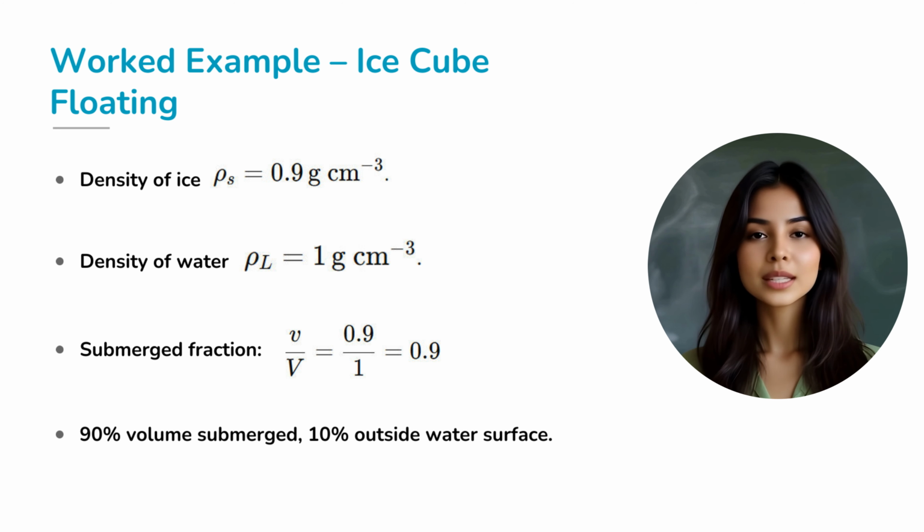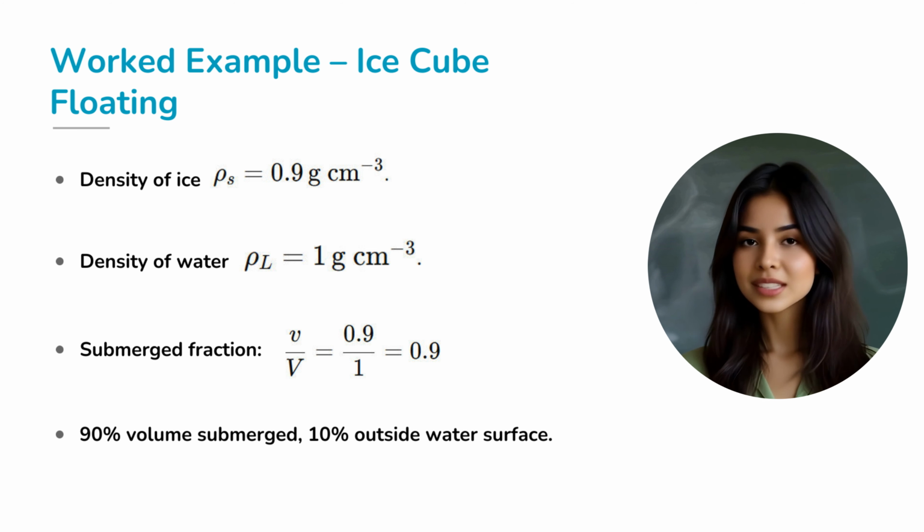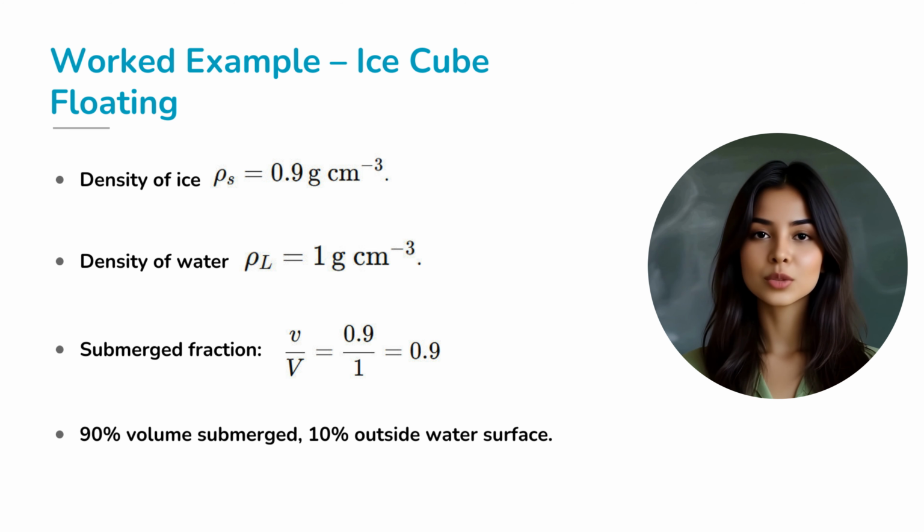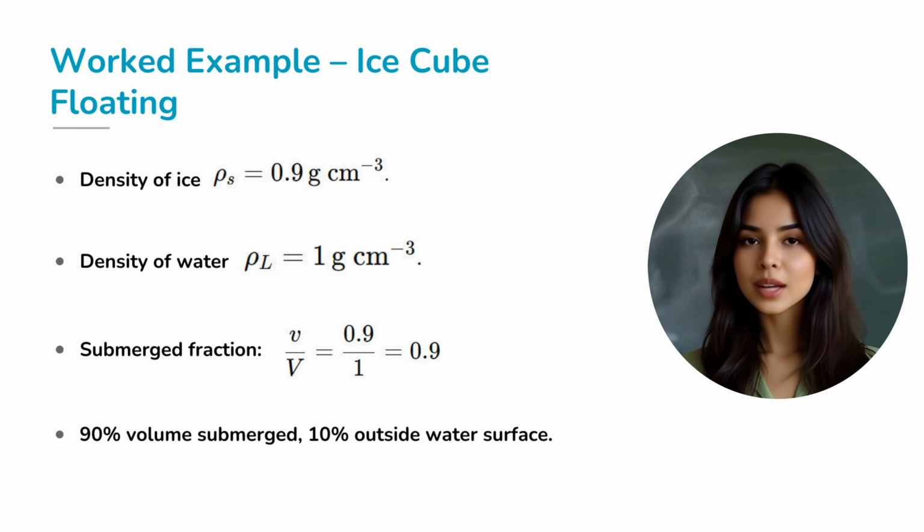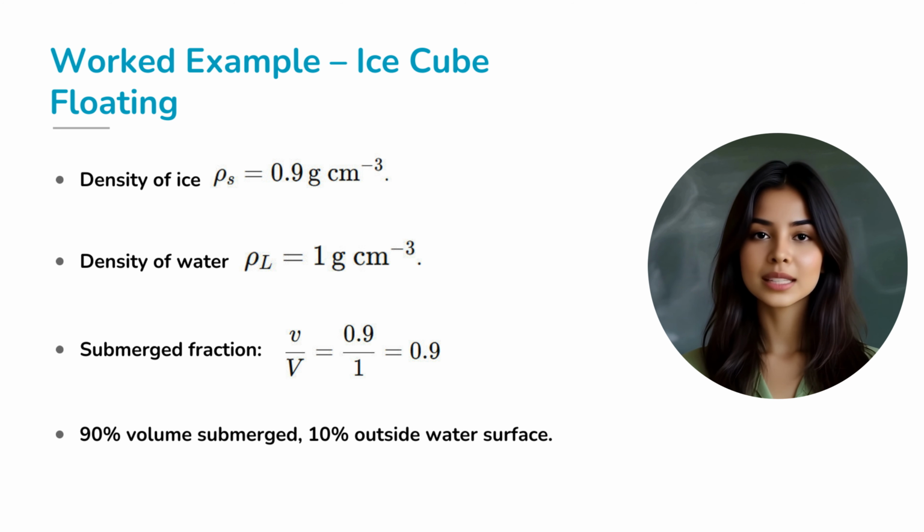Another example is a cube of ice with density 0.9 grams per cubic centimeter. Since water has density 1 gram per cubic centimeter, the ratio V'/V equals 0.9. That means 90% of the ice cube is underwater and only 10% is visible above the surface. This explains the real-world phenomenon of icebergs, where the majority of their volume is hidden beneath the ocean's surface.